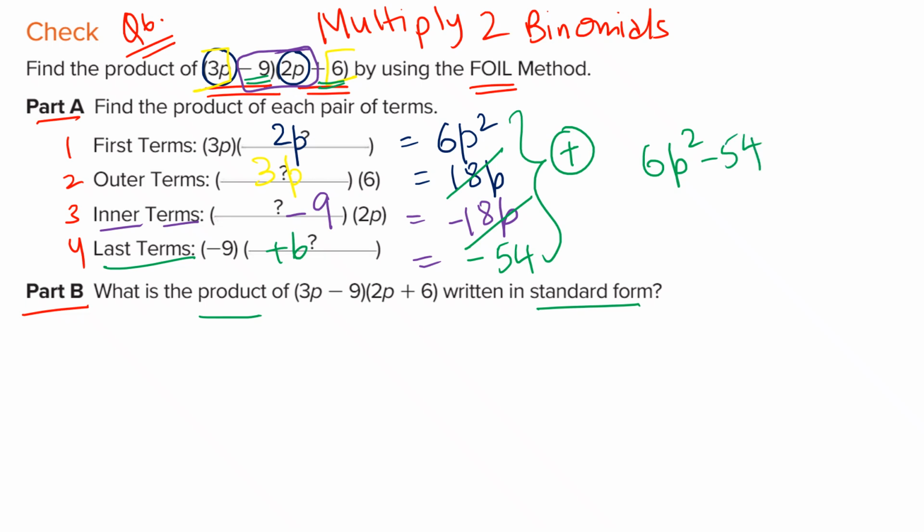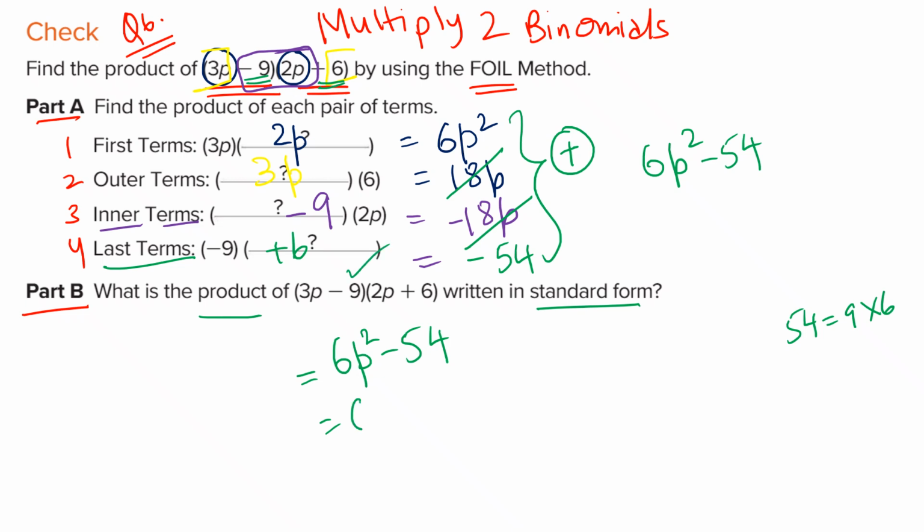So let's go to part B now and give the final product of these two binomials in the standard form. So that's going to be 6p square minus 54. Now I can do one more step here just to factor and make it better. 6 and 54. I can write 54 as 9 multiplied by 6. In fact, that is how we got this 54.